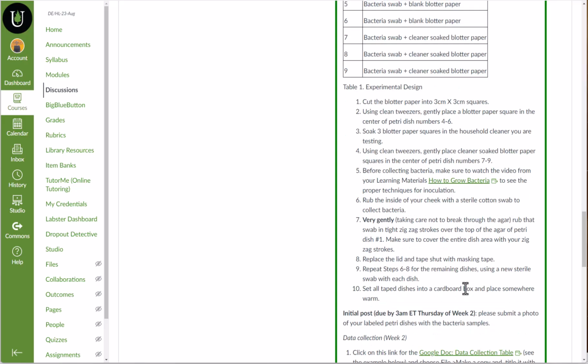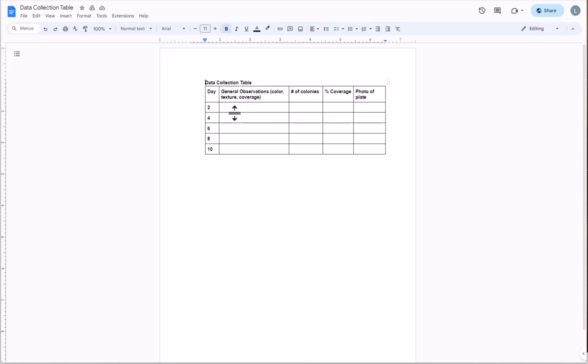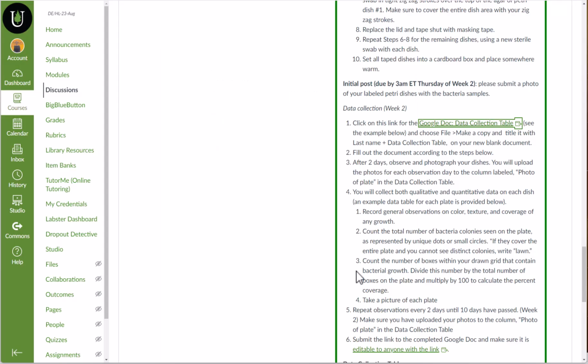So once you have your agar, your bacteria, and the ones that require the blotter paper in there, you're going to seal that with masking tape. And so what you're trying to do is to prevent the bacteria from getting out and from other things getting into your Petri dish. You'll use this Google Doc for your data collection. You can see what that data collection table looks like. You're going to take observations on day 2, 4, 6, 8, and 10, describe it, and then you're also going to count the number of colonies, and you're going to calculate the percentage of cover. It mentions right here in step 3 how you're going to calculate the percentage of cover.